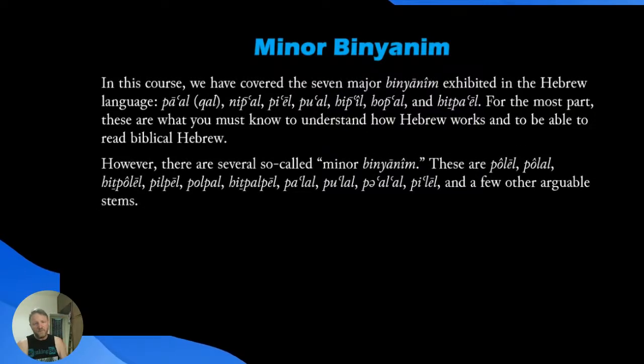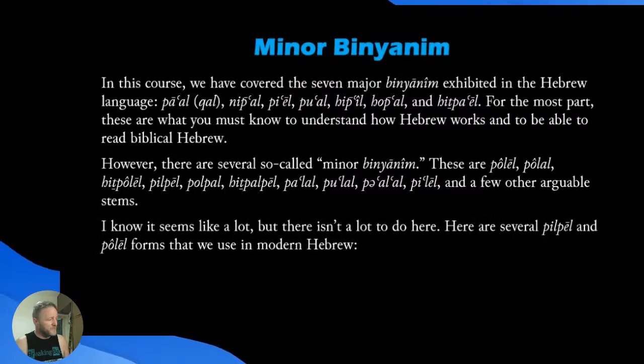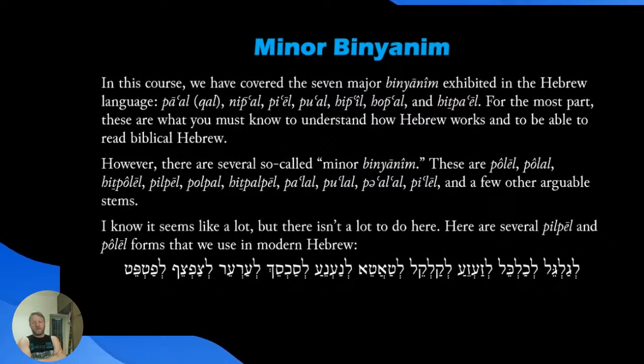But you need to be aware that there are several so-called minor binyanim. These are polel, polal, hitpolel, pilel, polpal, pilpel, hitpalpel, palal, pulal, and a few others. The ones we're going to focus on are really the polel and the pilpel, because these are the major ones. It seems like a lot, but basically we're just going to look at some examples and make it as easy as we can.